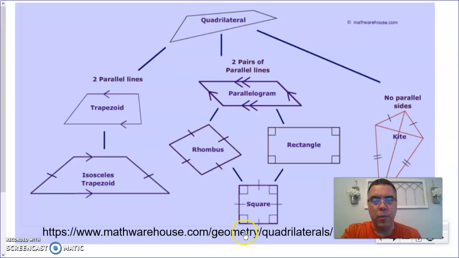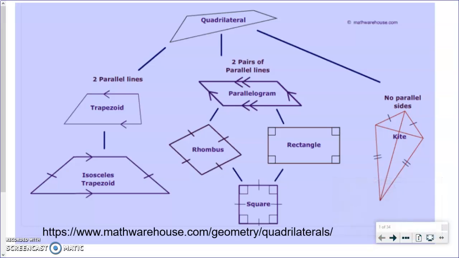This website down here, I put a link to that on the assignment for today, and you can go there and select these different shapes, and it will tell you about their properties, give you some practice problems. And you can just play around with those different shapes and learn some more stuff about them. So let's get started here.